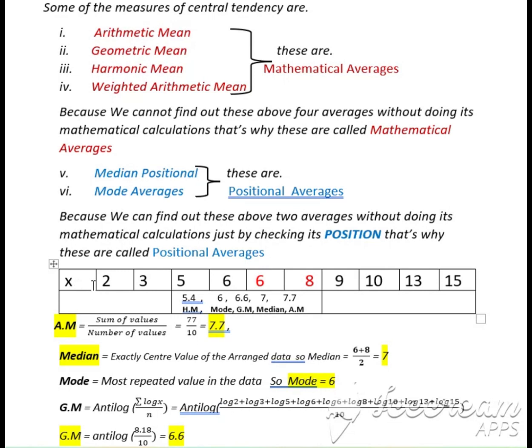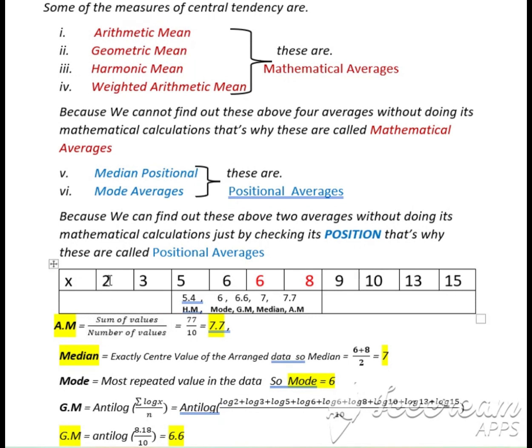Let x assume these values 2, 3, 5 and up to 15. Now we have to calculate the first one, arithmetic mean. So how to calculate arithmetic mean? Just the sum of the values divided by the number of the values. This is the idea or the way to calculate arithmetic mean: sum of the values and divide by the number of the values.